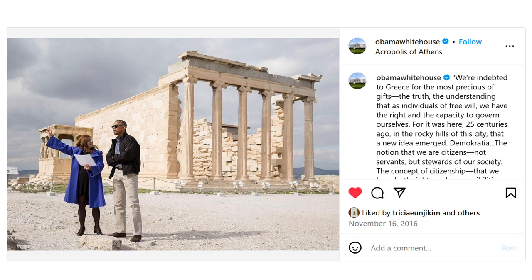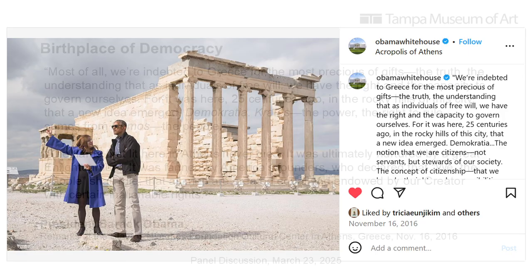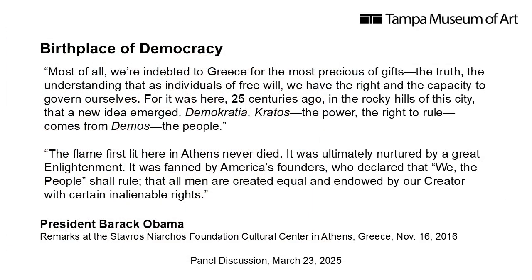Most of all, we, the world, are indebted to Greece for the most precious of gifts, the truth, the understanding that as individuals of free will, we have the right and the capacity to govern ourselves. For it was here, he's in Athens at the Stavros Niarchos Foundation, it was here 25 centuries ago in the rocky hills of this city that a new idea emerged. Demokratia, kratos, the power, the right to rule, comes from demos, the people.